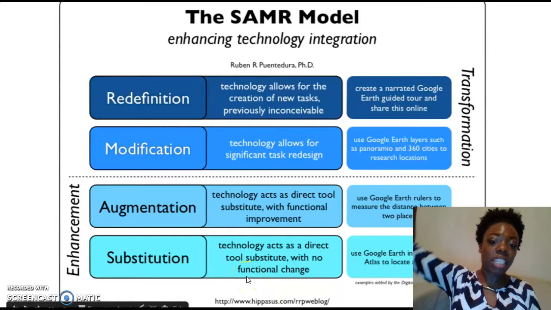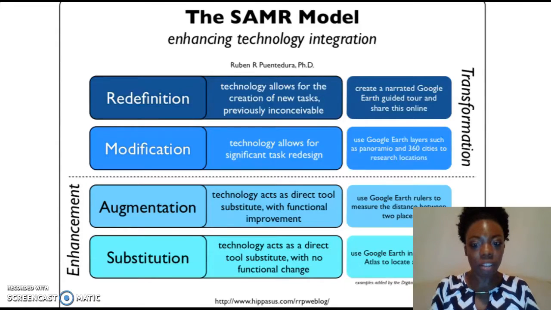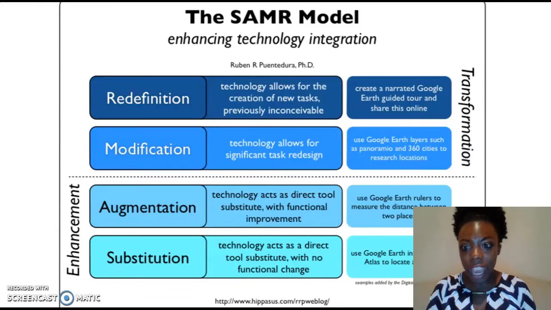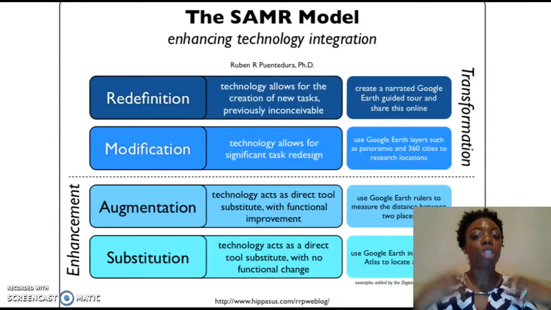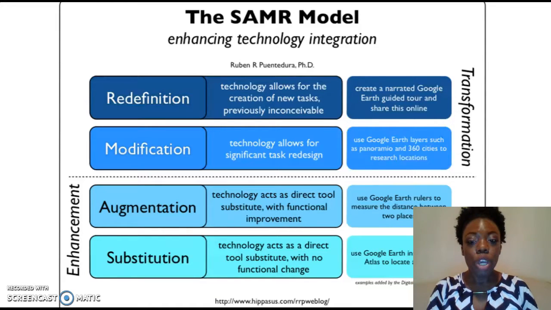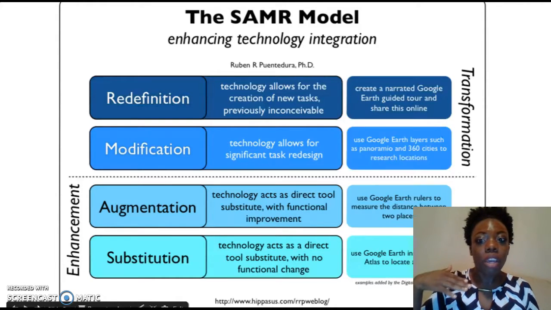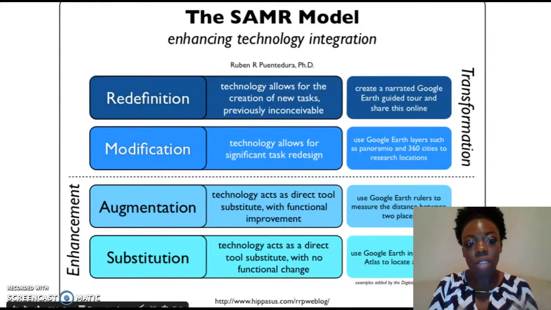But going through that second layer, bursting through to the transformation, revolutionary level, using Google Earth layers such as Panoramio and 360 Cities to research locations. Wow. Or the very highest level, create a narrated Google Earth guided tour and share this online. Like the students will do that, not you. The students will do that. And they would not have been able to do that if they didn't have the technology.